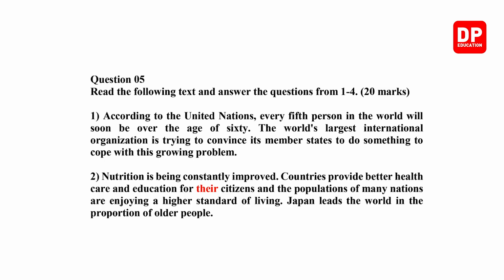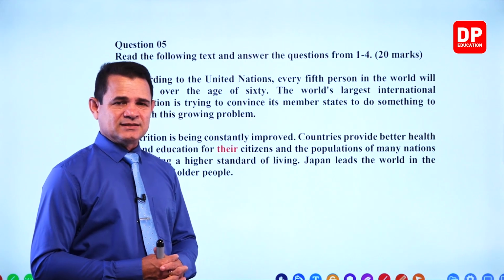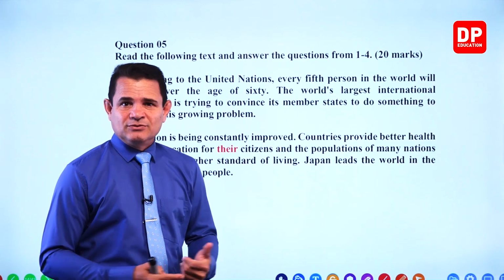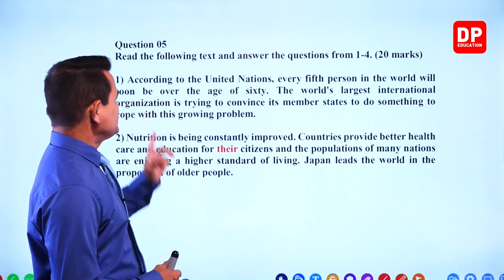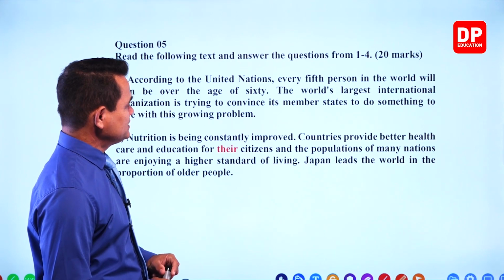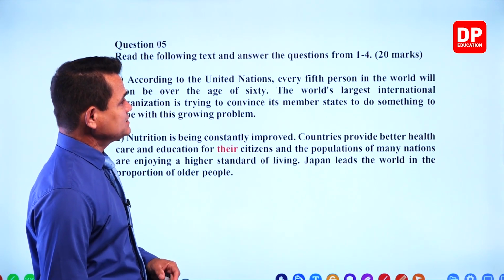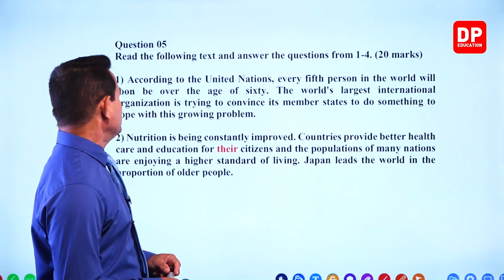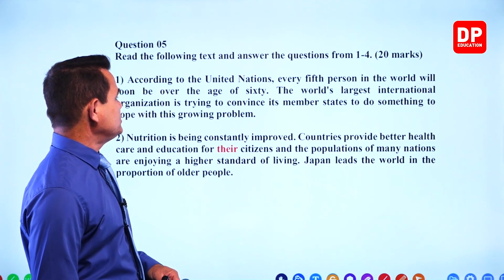Look at this one. Question number 5. Read the following text and answer the questions from 1 to 4. 20 marks. There is a text. You have to read and answer. Let's read it. According to the United Nations, every 5th person in the world will soon be over the age of 60.